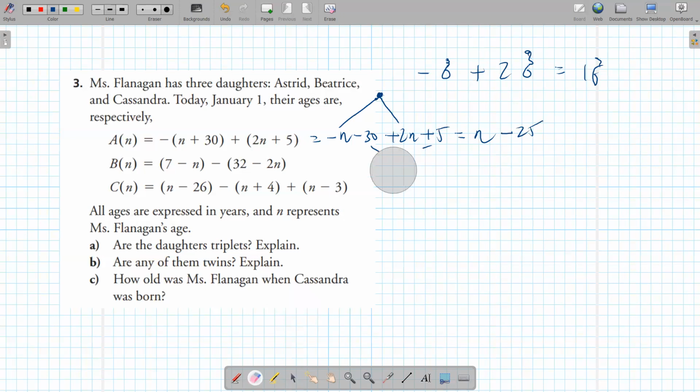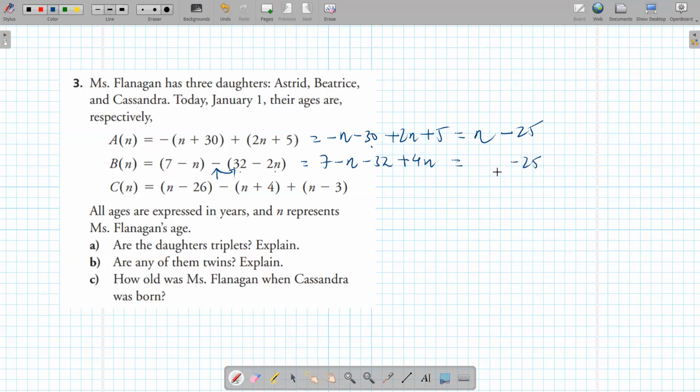Now we're going to do the same thing for the other two daughters. It's not too bad. It's going to be like a 10-second answer. So again, whenever you see a negative sign here, you need to put this guy in a bracket and flip all the signs inside of it. So when you FOIL this with a negative sign, you get negative 32 plus 4n, yeah? 7 minus 32 is negative 25. What's negative n plus 4n? 3n. So they're definitely not all triplets because at least two of them are different.